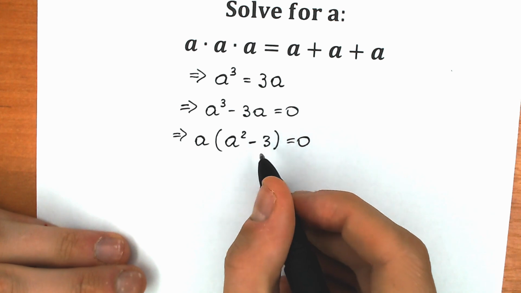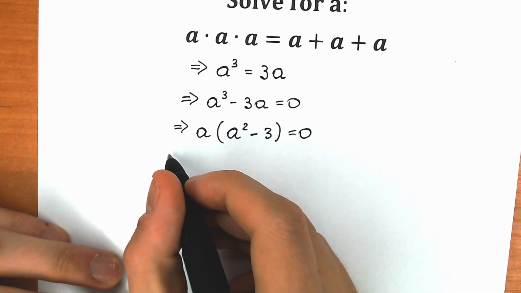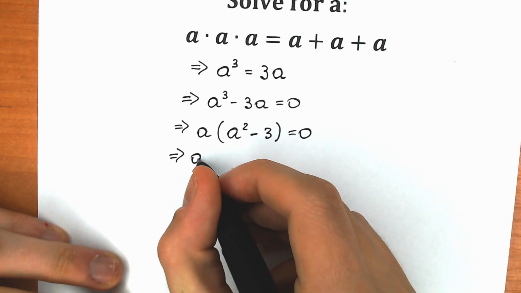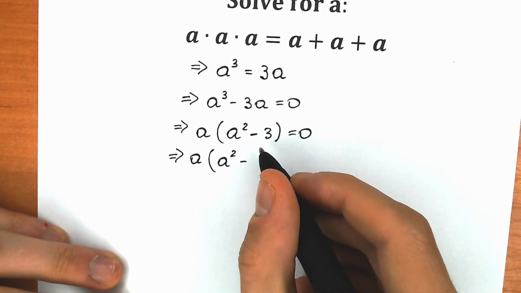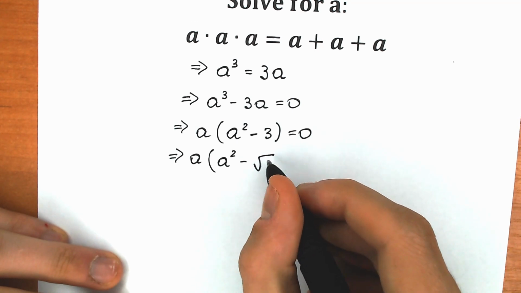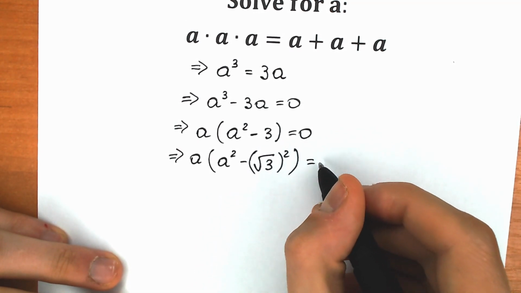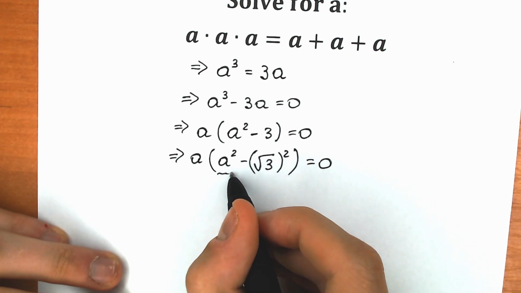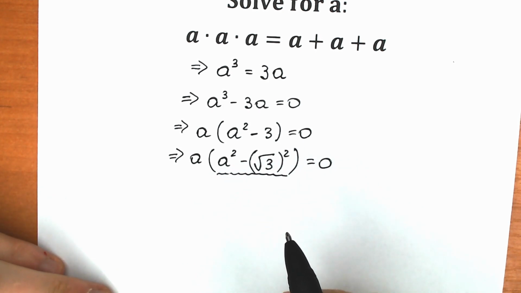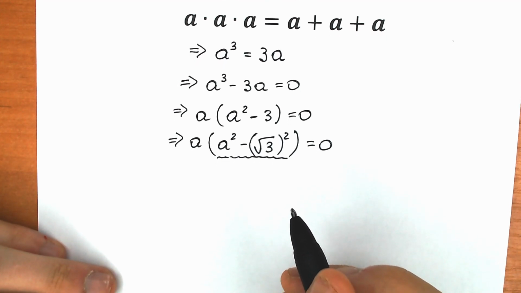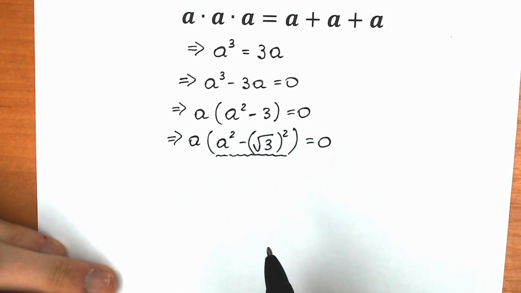Let's write, instead of this 3, the square root of 3 to the second power. As a result, inside the parentheses we have a square, but instead of 3, we write square root of 3 squared. From another perspective, inside these parentheses we have a difference of two squares: a square and square root of 3 squared.